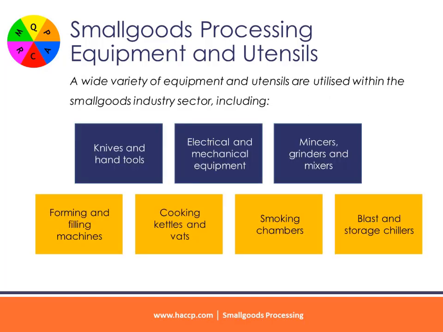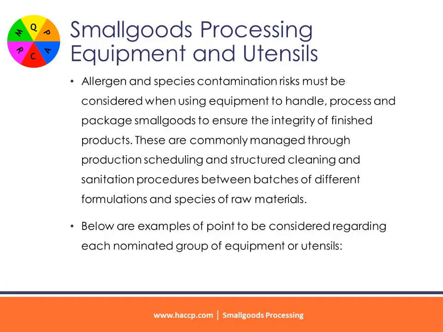A wide variety of equipment and utensils are utilized within the small goods industry sector, including knives and hand tools, electrical and mechanical equipment, mincers, grinders and mixers, forming and filling machines, cooking kettles and vats, smoking chambers, blast and storage chillers. Allergen and species contamination risks must be considered when using equipment to handle, process and package small goods to ensure the integrity of finished products.